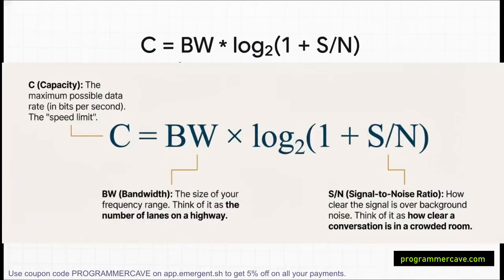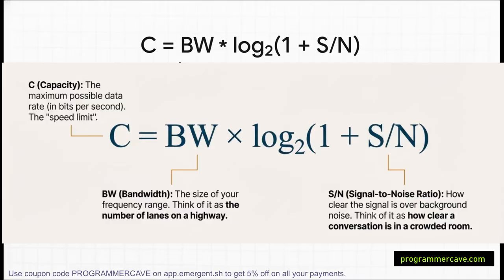Okay, let's break this down because it's not as scary as it looks. C is for capacity. That's your top speed. It's the number on the box. BW is bandwidth. You can think of this as how much of the airwaves you get to use. The classic analogy is a highway. The more lanes you have, the more traffic can get through.